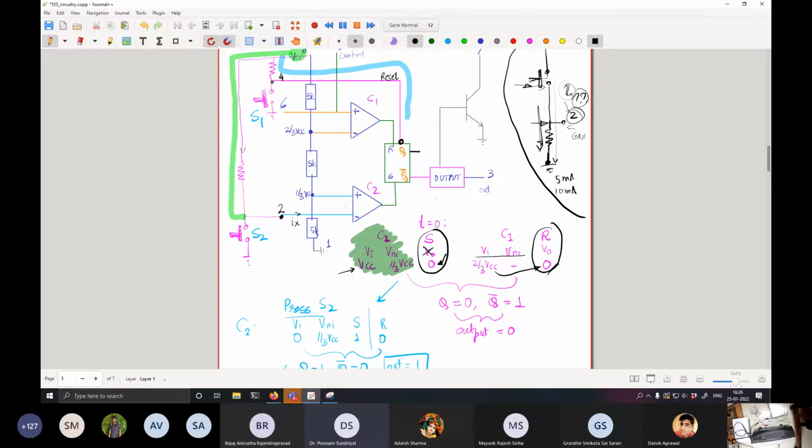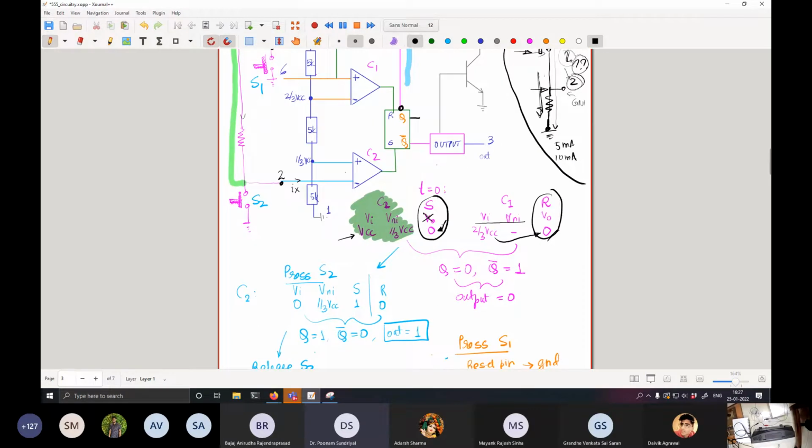Whatever the previous state was, we're going to assume that the previous state was 0. So Q would be 0 and correspondingly Q bar would be 1. The Q bar goes to the output inverter, and finally you get an output over here. So basically, whatever Q is will be the output. So the output is a logical 0, but it will be multiplied with VCC. Forget about that for now. We're looking at the logic.